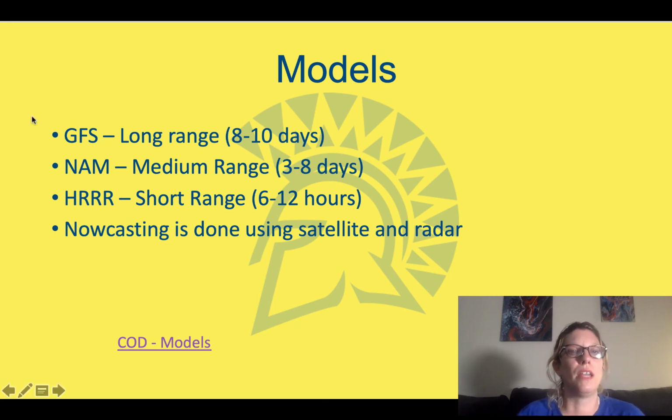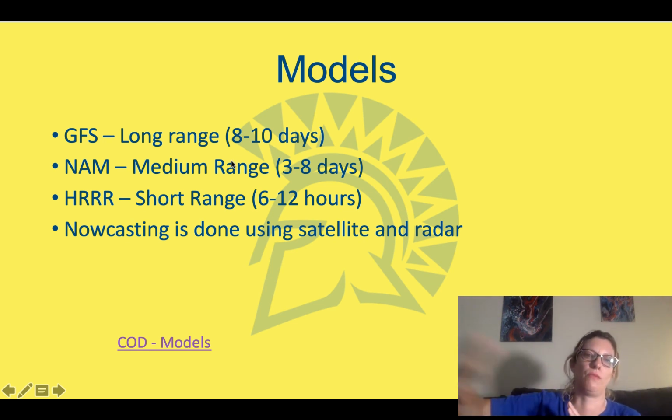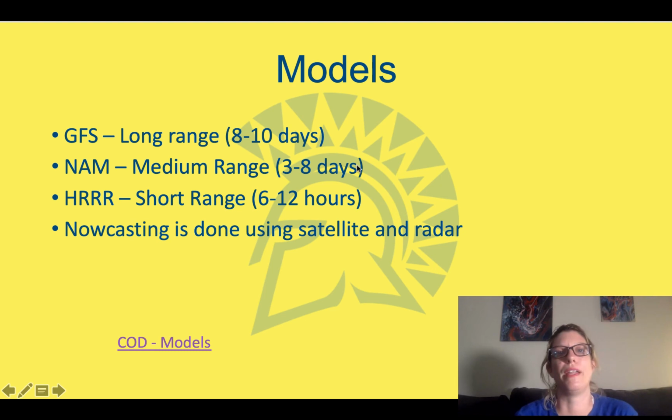And the next one is going to be the NAM. The NAM is going to be more of a medium range, 3 to 8 days. You can go 1 day on the NAM, and you can actually do 1 day on the GFS as well. But that's like its outside boundary. That's as far out as it can go. It can go 8 days.